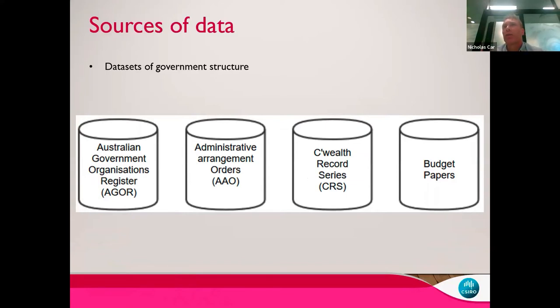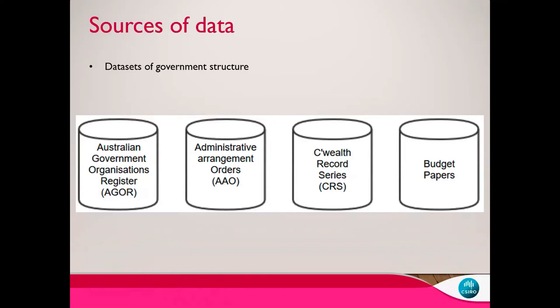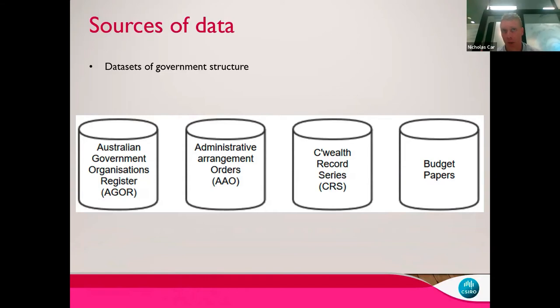The Commonwealth Records Series database contains information about Commonwealth persons and agencies and their changes over time and the records that they've produced. So you can find things like all of the documents that John Howard made, and also all the documents that pertain to particular functions over time. And then finally, budget papers, which include instructions on how government spends money in functional units.